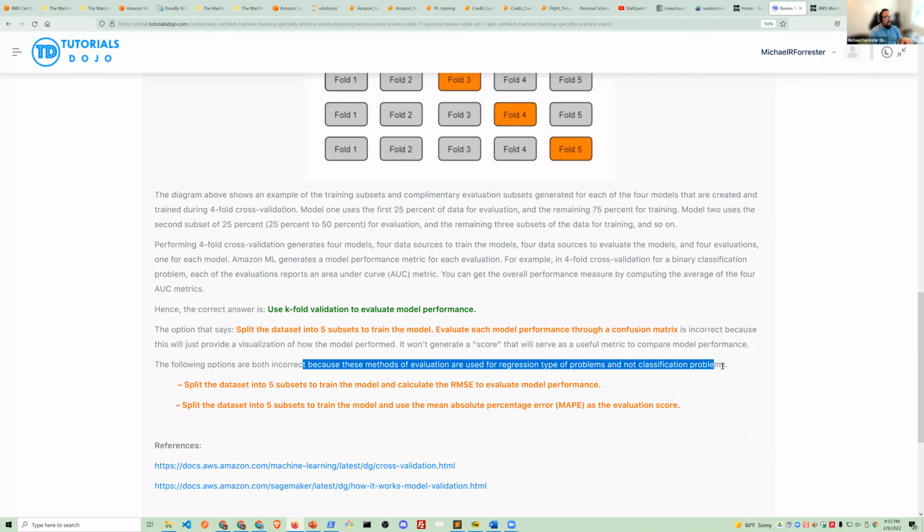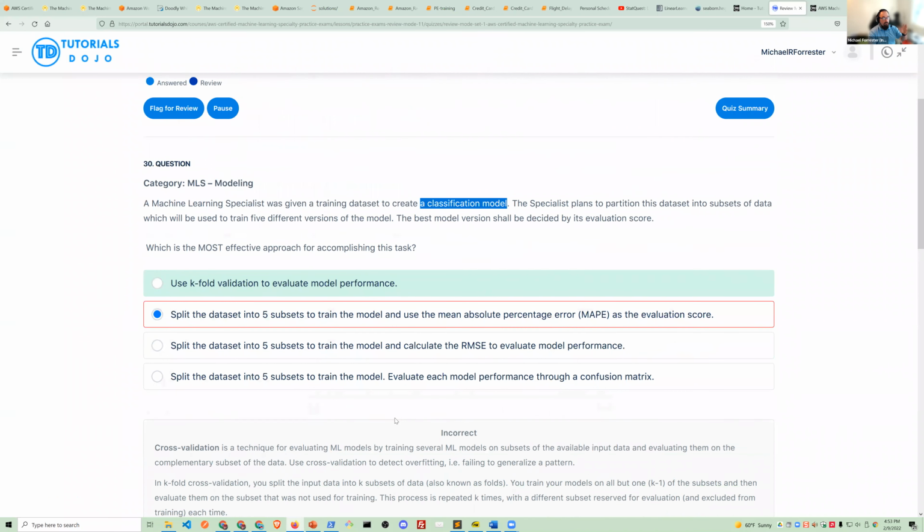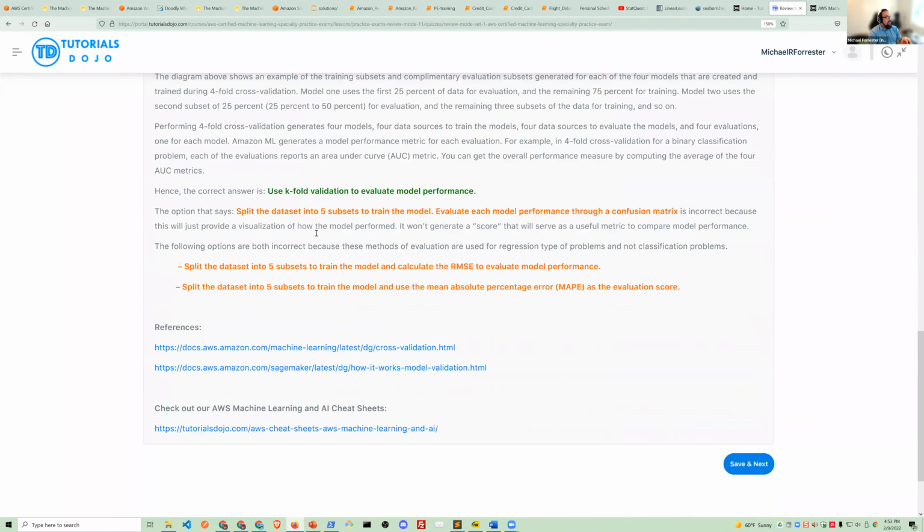Because these are used for regression type problems and not classification problems, right? And it very clearly says it's a classification problem. Fair enough. And then it says split the data set into 5 and then measure model performance through a confusion matrix. That's just going to provide a visualization of the model performance. It's not going to provide a score that's going to be useful for comparison, right?